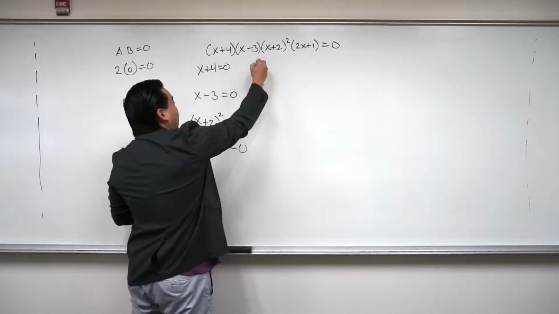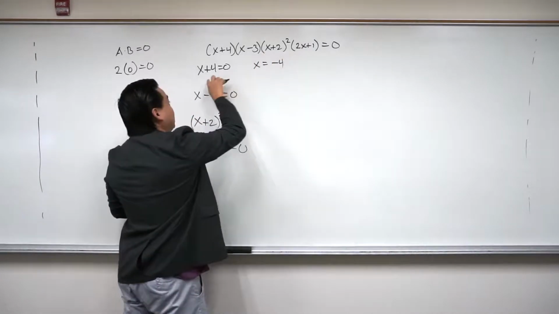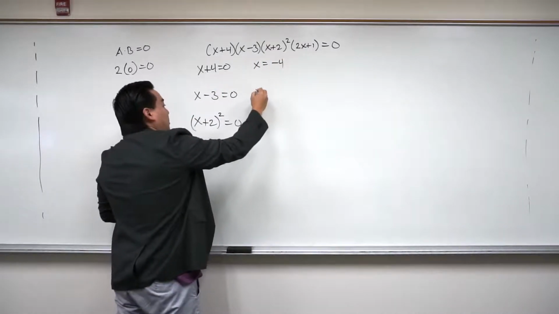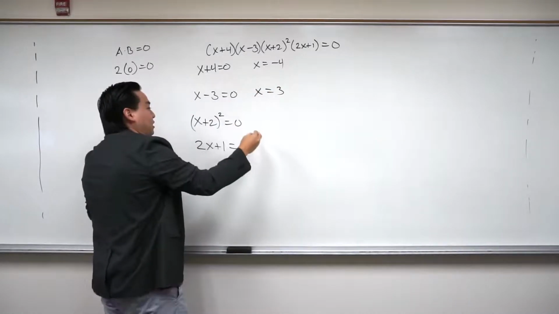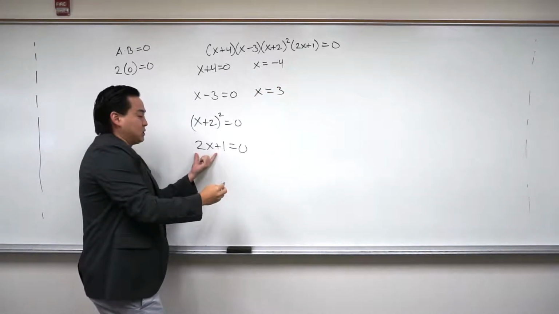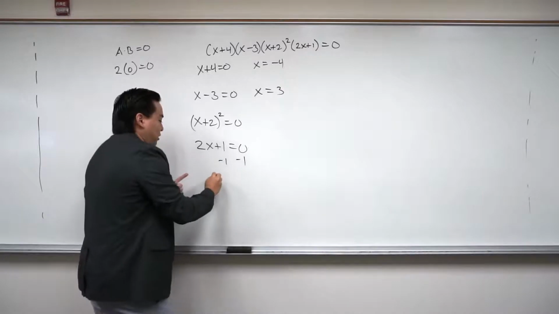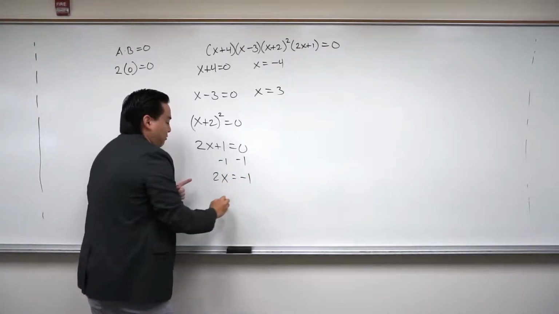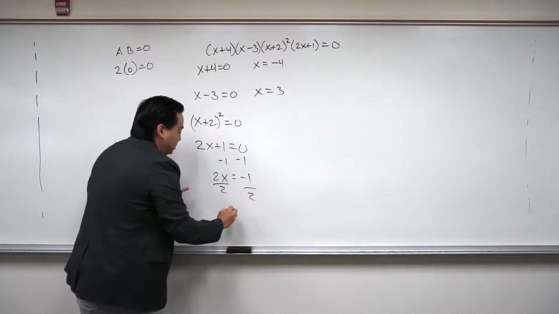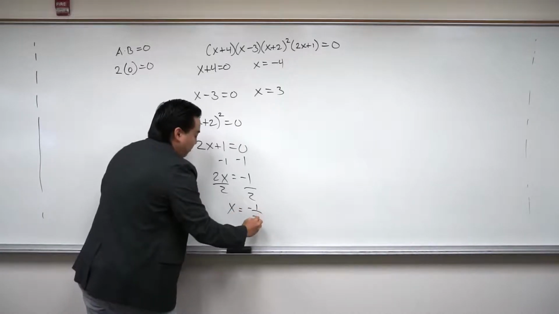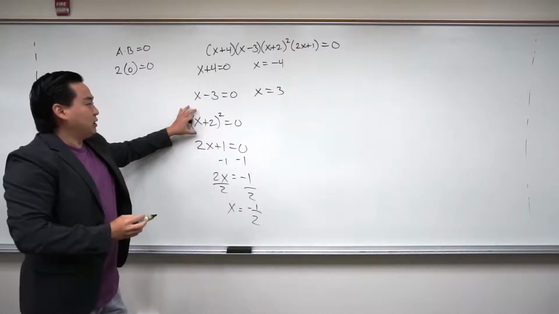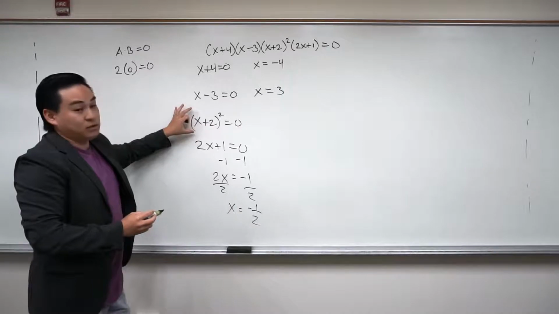So here, x is equal to -4 by subtracting 4 from both sides. Here, x is equal to 3 by adding 3 to both sides. And in this bottom one, if I subtract 1, 2x is equal to -1, and then divide both sides by 2, x is -0.5.